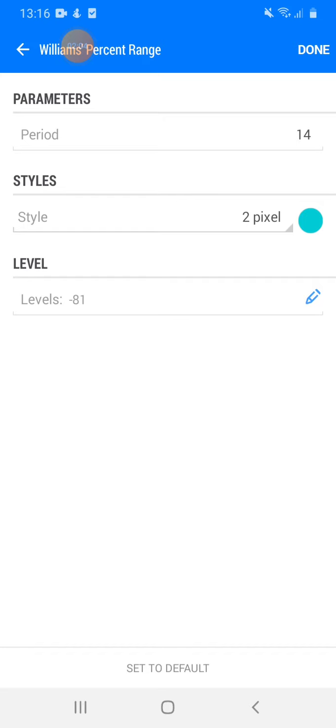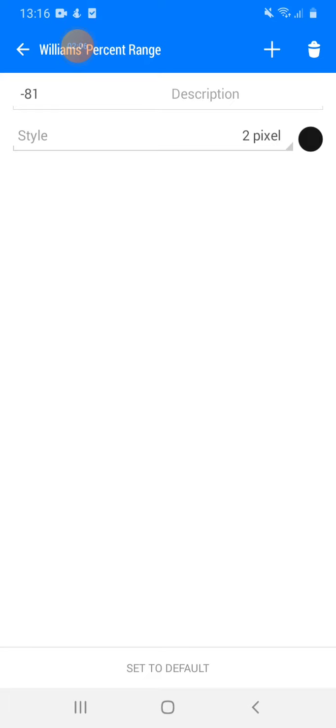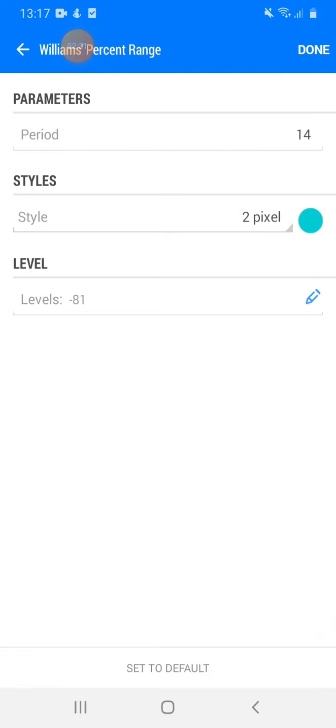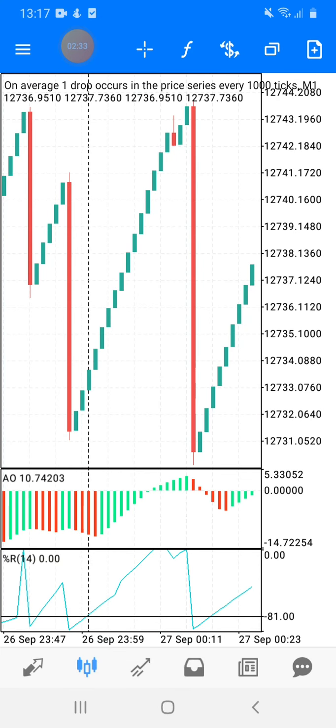And we're going to go into levels, and the most important thing is this level, the negative 81, or minus 81, whatever you're calling it, and leave it at 2 pixels. But your color, you can change it to whatever color depending on your background. Like I have a white background, so I'll have it on black. But if you have a black background, you can make it white or orange, because orange is like neutral. Okay, so we press done, and we have it added to the chart.